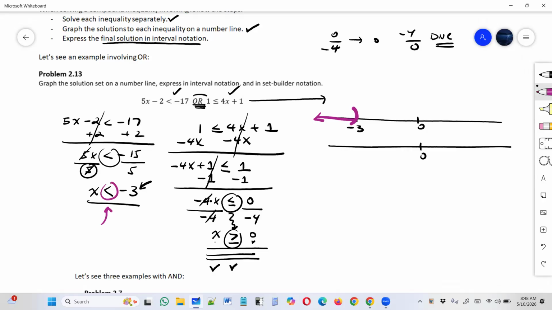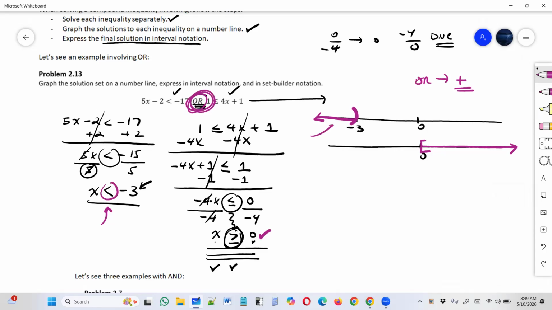And for the other inequality, I am going to plot 0. So right here. And I'm going to shade it into the direction of the inequality, which is greater than. But because of the equal sign, I am going to put a bracket. All right, so that's the second one. Now, because they are connected by the word or, it means we add the two solutions. It's either one or the other.